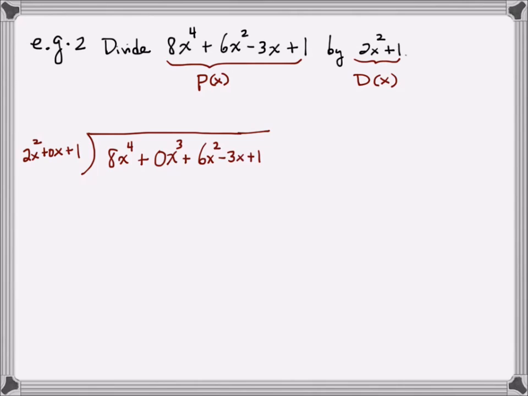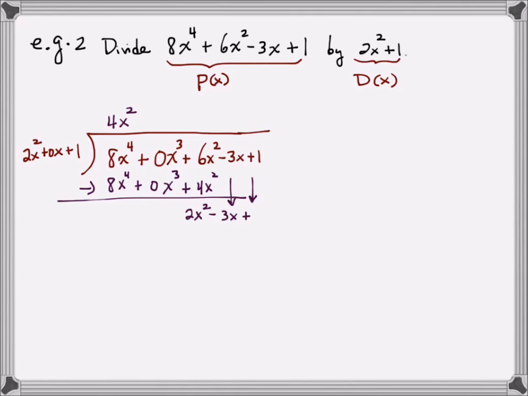If I divide 8x to the fourth by 2x squared, I would get 4x squared. I then take that, distribute it into every single term in the divisor to get 8x to the fourth plus 0x cubed plus 4x squared. Subtracting those two polynomials then gives me 2x squared. I have 3 terms in my divisor, which means I need to carry 2 more terms down to match up. I have 2x squared minus 3x plus 1, simply carrying that down.